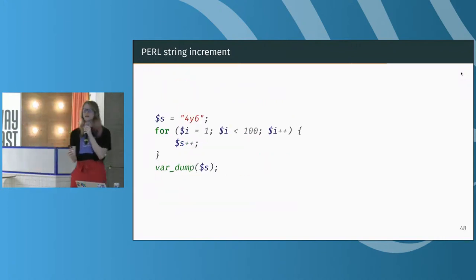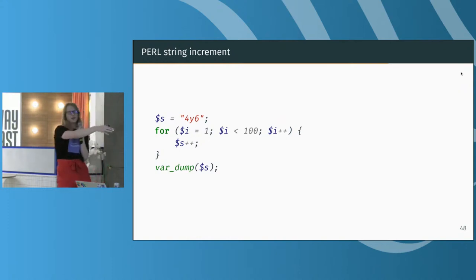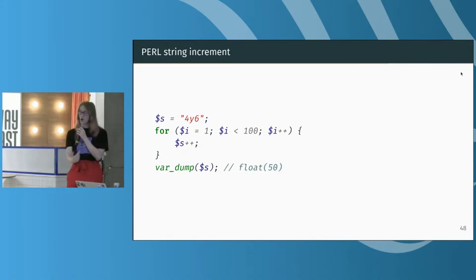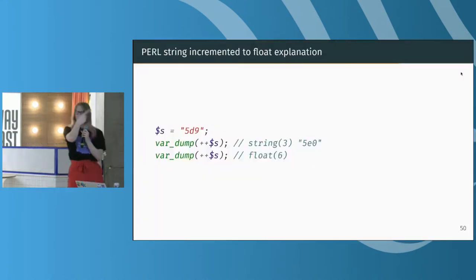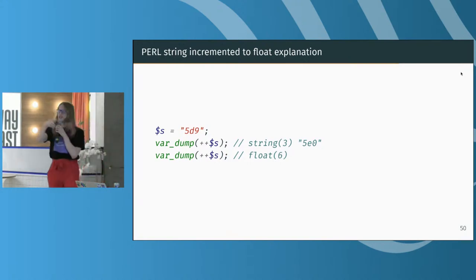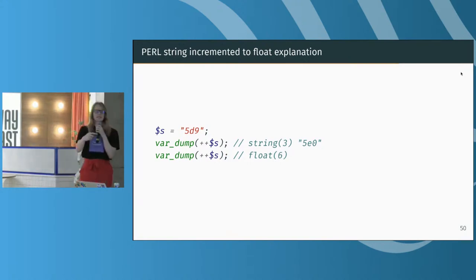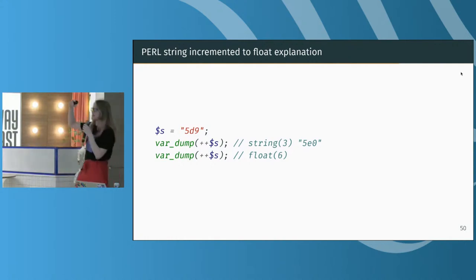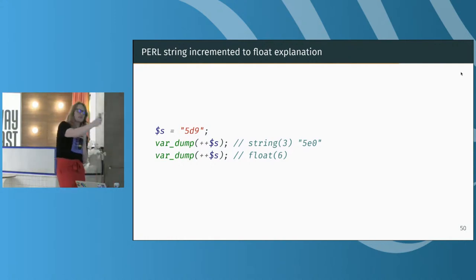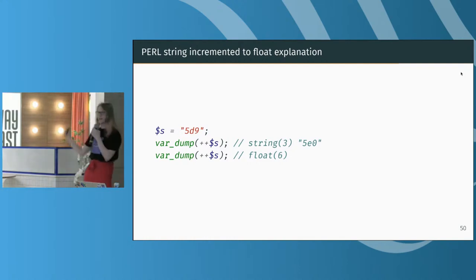So here we have a string, which is 4y6, and we incremented it 100 times, and obviously what you would expect is a string, but no, you get a float. The reason for that is that during this iteration, you get to 5d9. When you increment this, you will get 5e0. But 5e0 is a numeric string, so this gets cast to a floating point, and then you get back to 50.